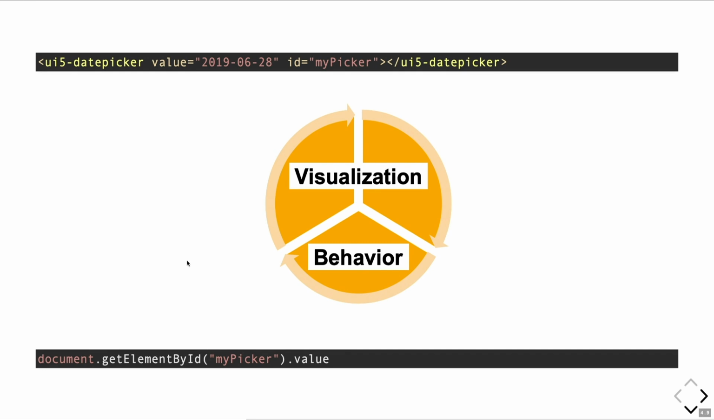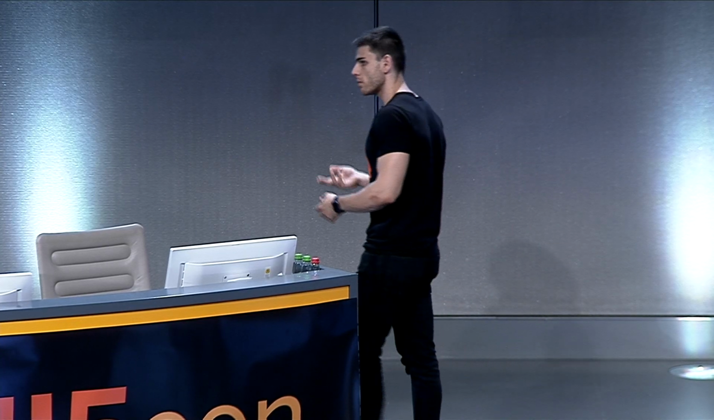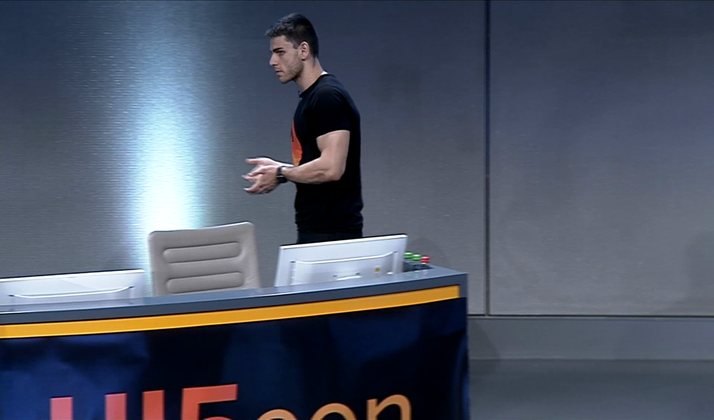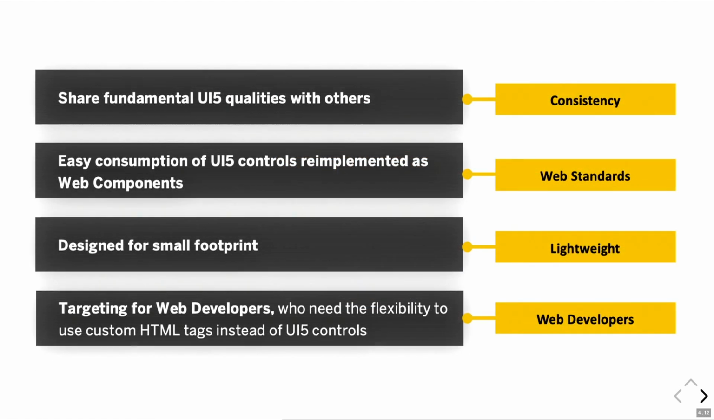On the next slide, as you learned, with our UI5 Web Components, you get visualization and behavior. But it's hidden from the consumer. They only touch our tag. Beyond that, we have written HTML, CSS, and JavaScript, but they're all hidden behind a convenient API, like attributes and properties that everyone can change. And the result will be rendered immediately.